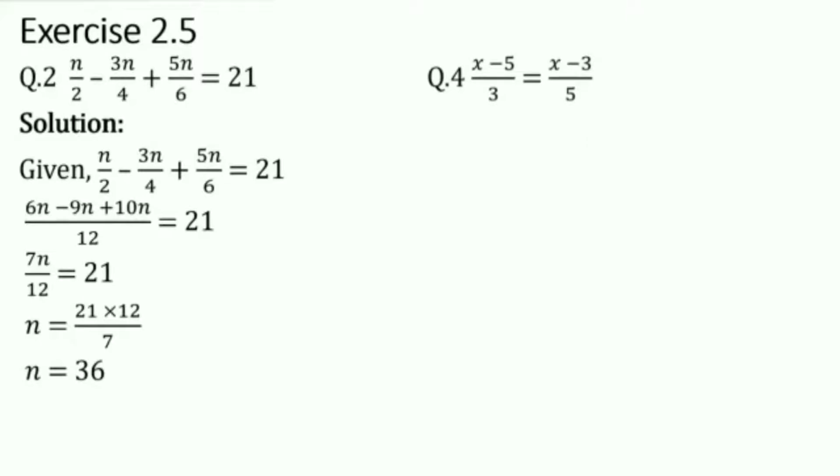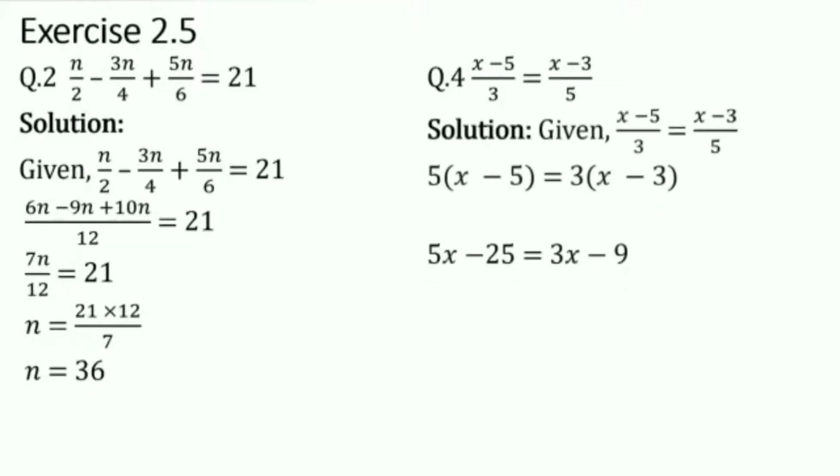Question number 4. We have x minus 5 upon 3 is equal to x minus 3 upon 5. So here we are multiplying this 5 in the denominator on the right hand side with x minus 5, and this 3 which is in the denominator will multiply on the right hand side with x minus 3. So we'll have 5 into (x minus 5) is equal to 3 into (x minus 3). So here we'll have 5 into x, 5x, 5 5s are 25, 3 into x, 3x, and 3 into minus 3, minus 9.